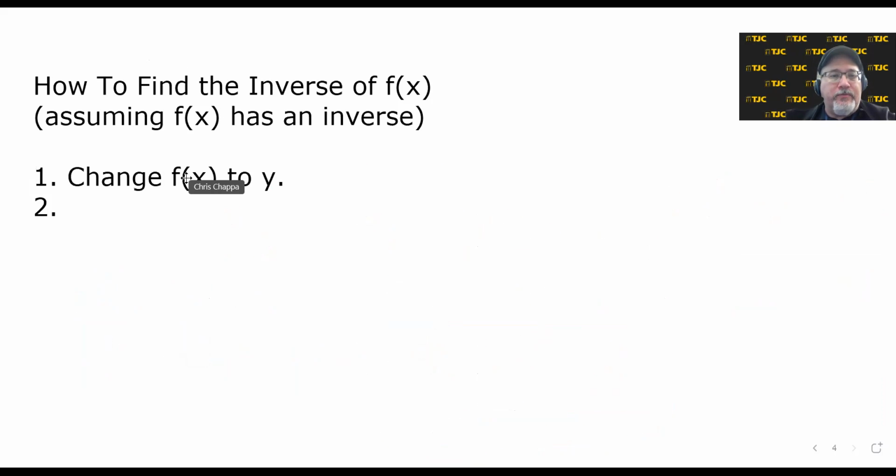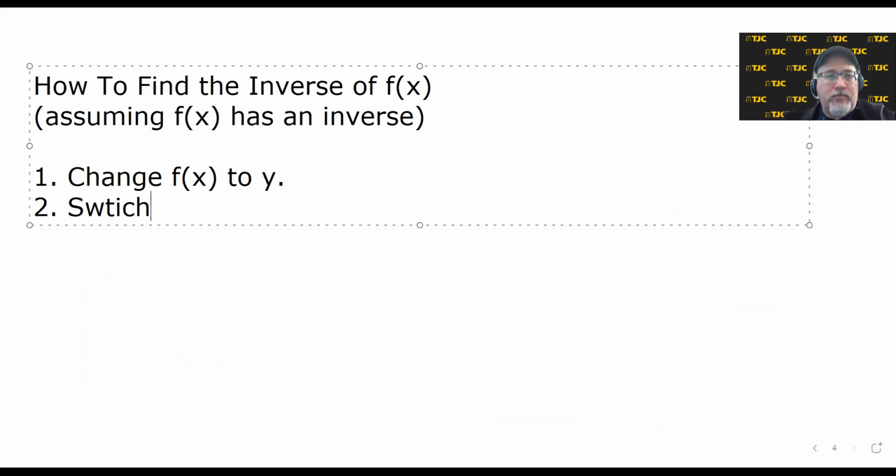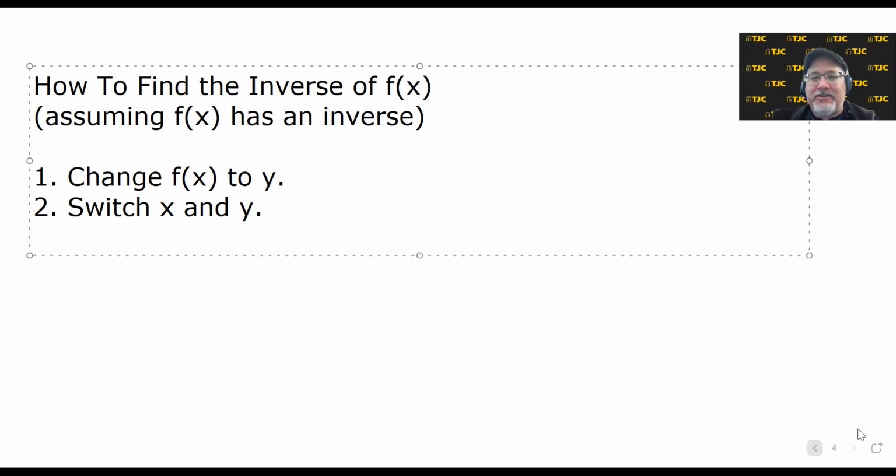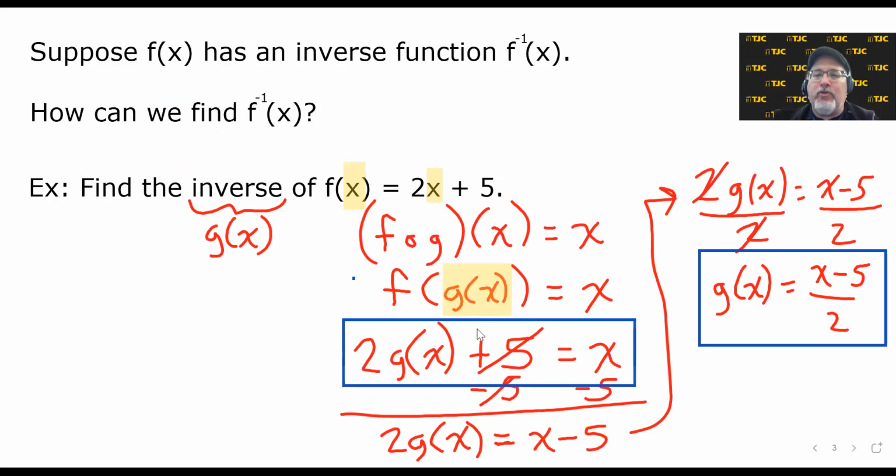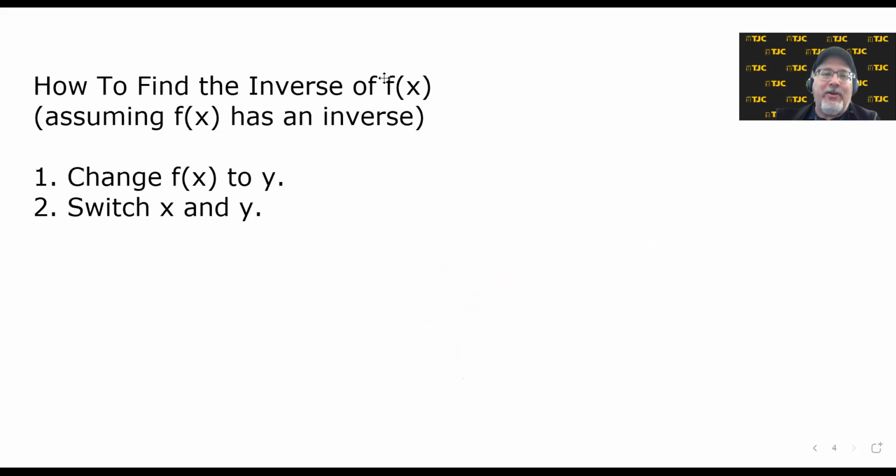Step 2, switch x and y. And what this does is it takes the y and it embeds it inside of the function that we're given. And once we did that, basically what we did in the blue box in the middle is, if you pretend the g of x is a y for a second, we basically just solve for that y. So we're going to embed the y inside the given function by switching the x's and the y's, and then we're going to solve for y.